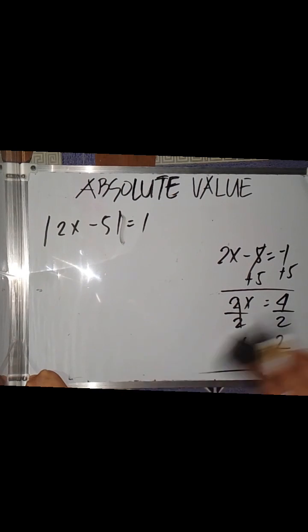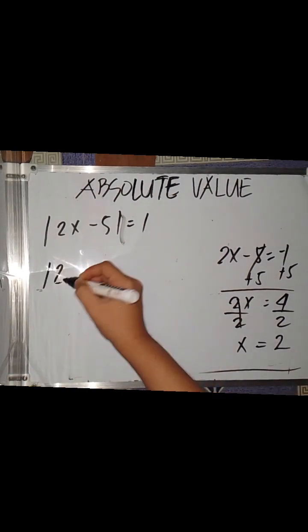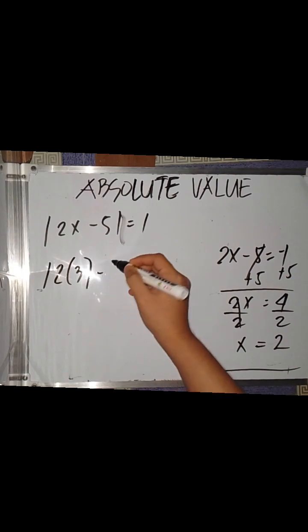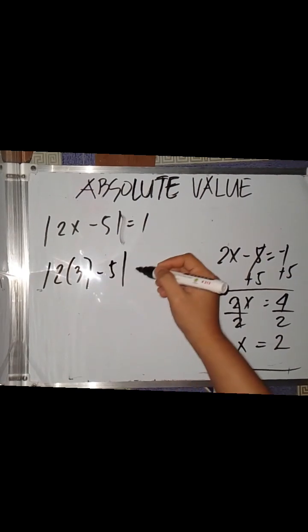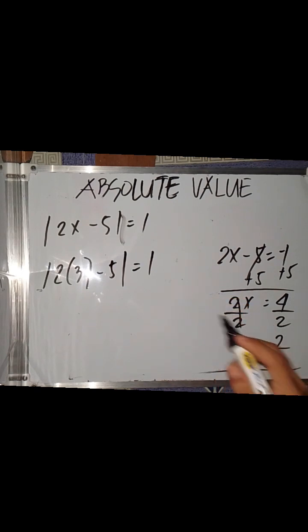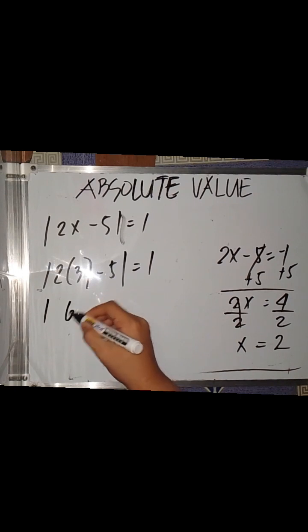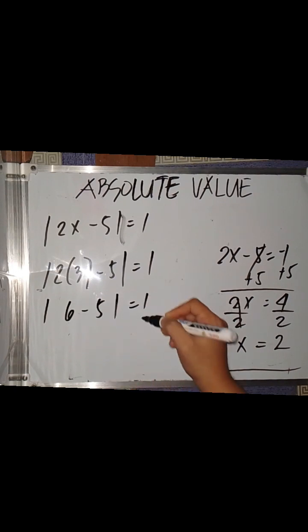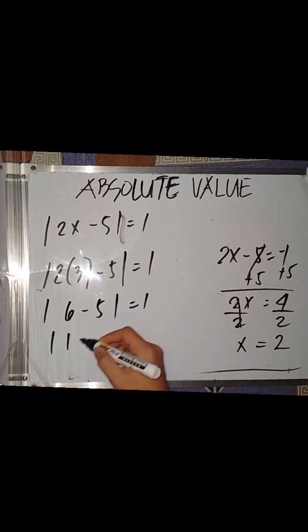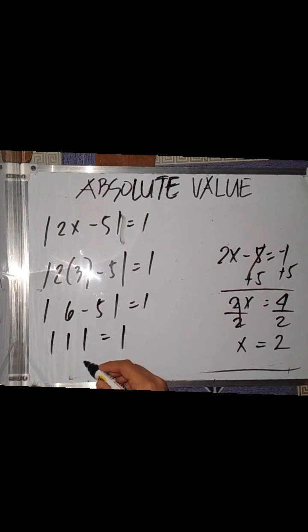Our first value of x is equal to positive 3. Let's plug it in and see if the equation becomes true. 2 times 3, we have 6, minus 5. 6 minus 5 is equal to 1, and the absolute value of 1 is equal to 1. So this solution is true.